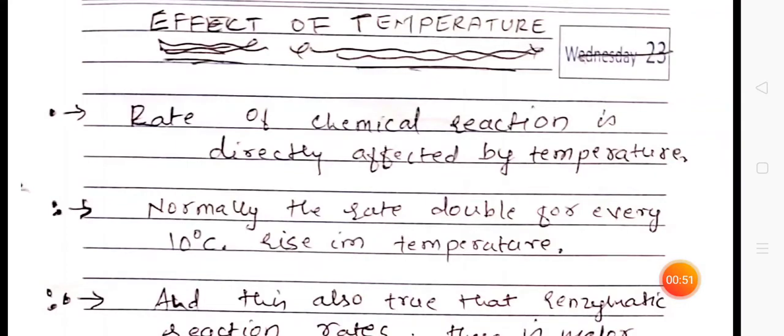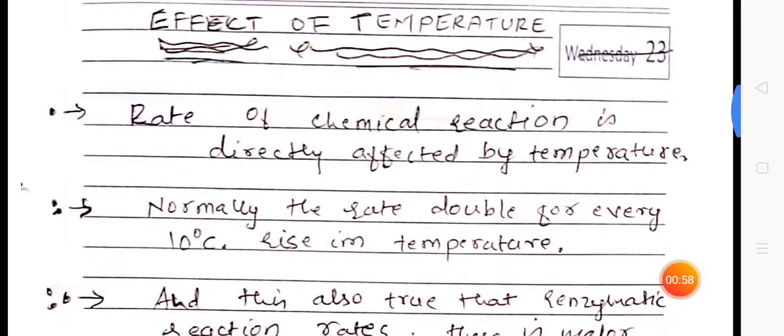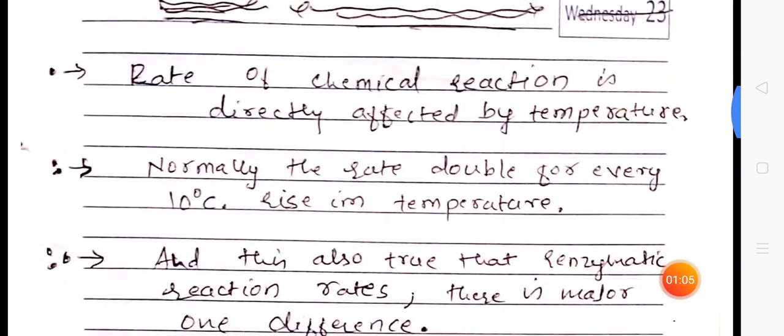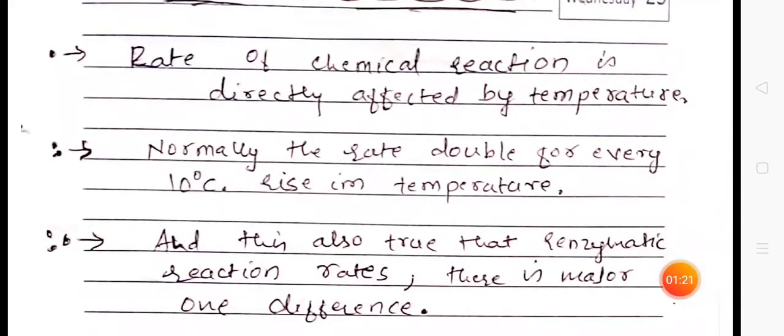Anyhow, part B is very useful, mainly in the practical, and also in the theory if they ask in the examination. Just to go through the points here. First point, as I told in the last class, the rate of a chemical reaction is directly affected by temperature.